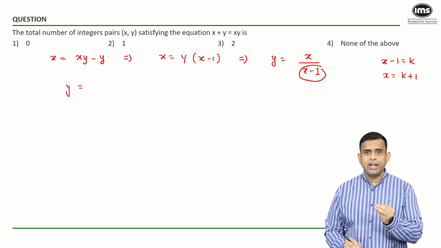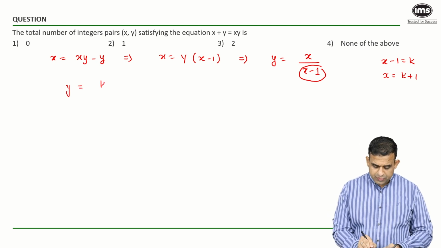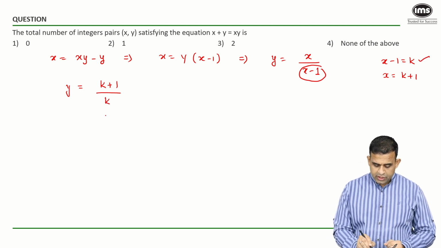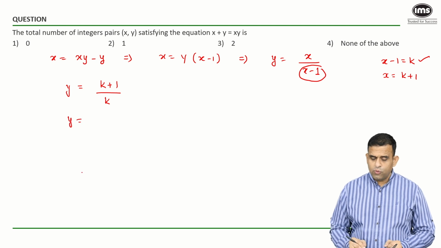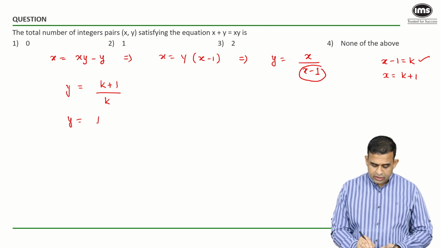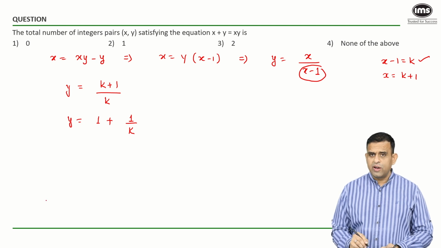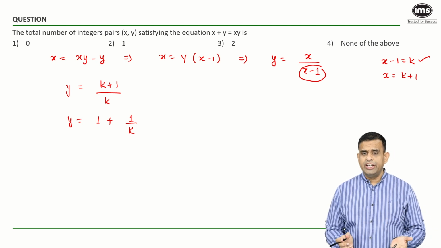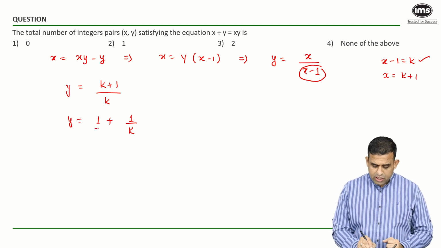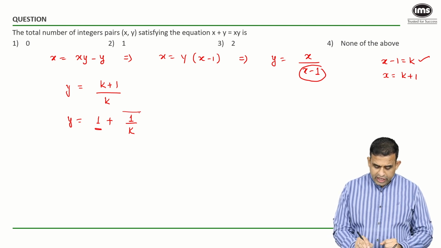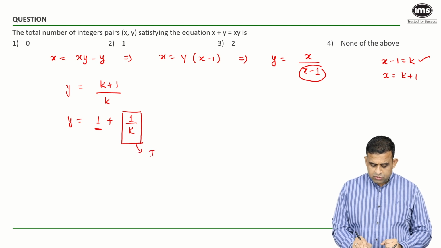So the numerator x I will write as k plus 1, and the denominator x minus 1 was equal to k. And then one can say y will become equal to k over k is 1, plus 1 over k. And now if I want the value of y to be an integer, in that particular case the number 1 already happens to be an integer. So I want to choose the value of k such that the term 1 over k also becomes an integer.